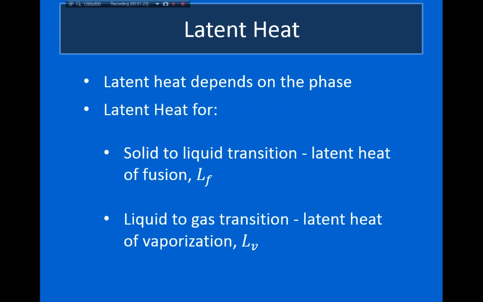So the amount of heat that's required to undergo a phase transition is different for different types of phase transitions because there's different types of bonds that are being broken during the different phase transitions. So during a solid to liquid phase, we call the latent heat that describes this phase transition the latent heat of fusion, which is denoted with a subscript F. And when an object undergoes a liquid to gas transition, this is called the latent heat of vaporization, which is denoted with a subscript V.